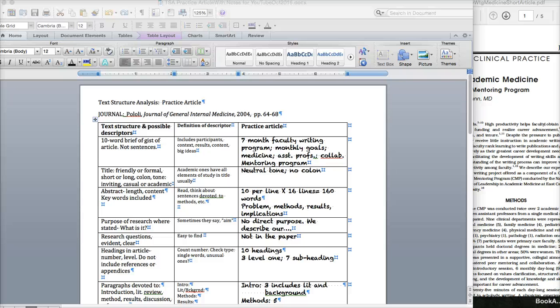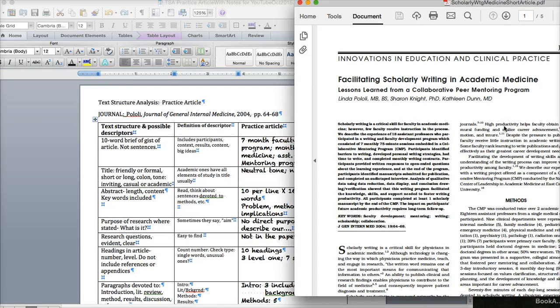This is Danelle Stevens, and the purpose of this screencast is to show you how to create a text structure analysis of a journal article in your plan, your detective work, shall we say, in learning what the journal you want to write an article for expects from you.